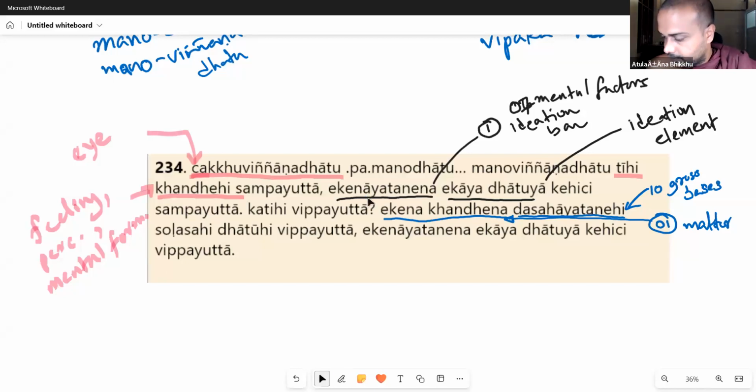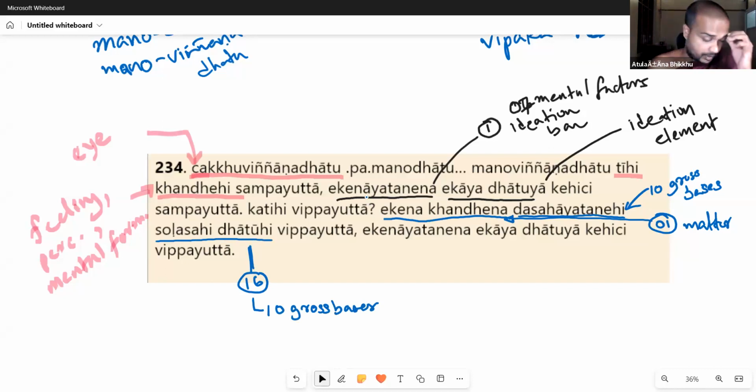Okay. Then when it comes to the elements, there are 16 of them. So how to pick up these 16? Right. So first we have the 10 gross bases, and there are 6 others. In total there are 7 mind elements. So now this is the cakkhu-viññāṇa-dhātu. This is the eye consciousness element, right?